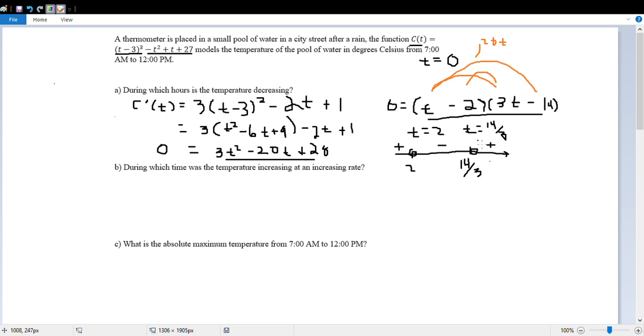So we can finally answer the question: this is happening on the interval from 2 to 14/3 hours after 7 a.m. So we could be even more real-world sounding, because we could say from 9 a.m. to now 14 over 3, as we said earlier, that is 4 2/3 hours. So if I add 4 to 7, that's going to be 11 hours, and 2/3 is 11:40.